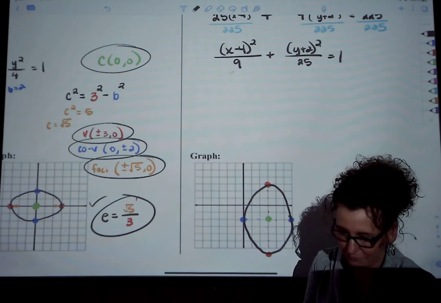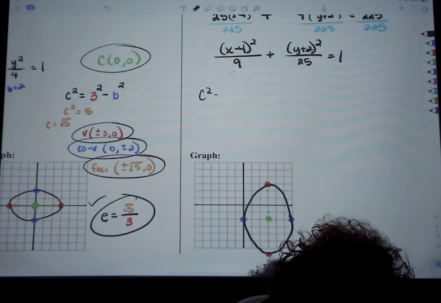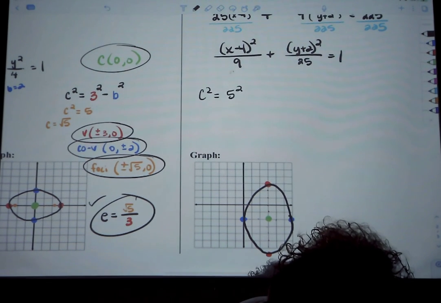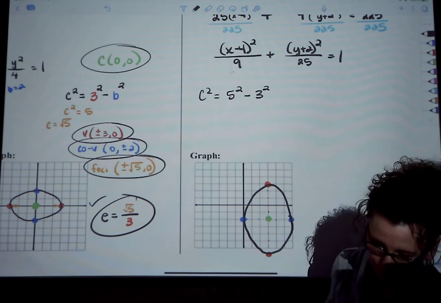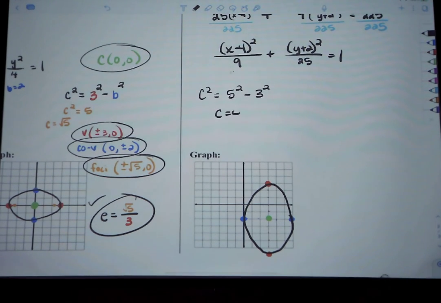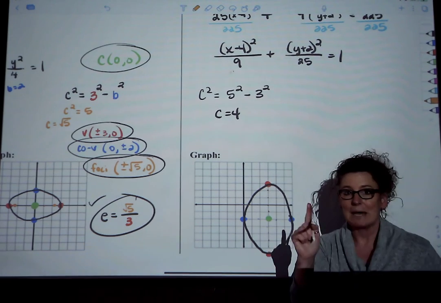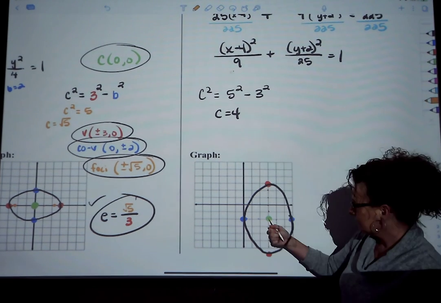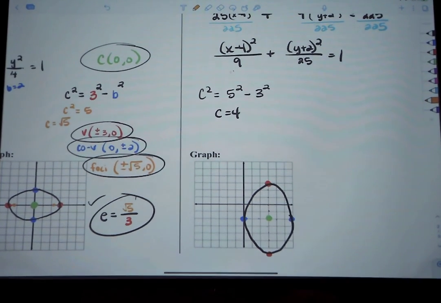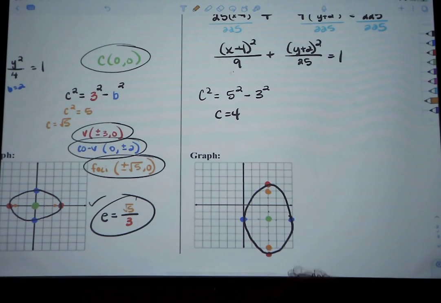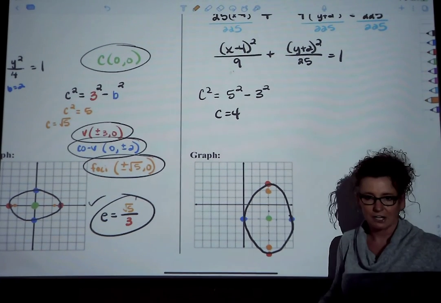You got to do some math first. C squared equals A squared minus B squared. Oh, that's easy. 4, major axis. Remember, it holds them out. So from here, I'm going to count out 4. 1, 2, 3, 4. Foci, where are they? Name those points. That's all you got to do.